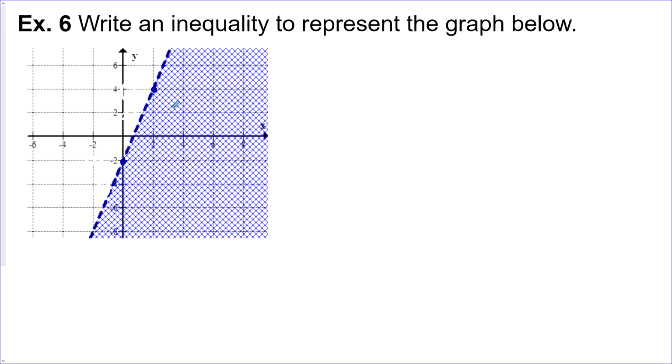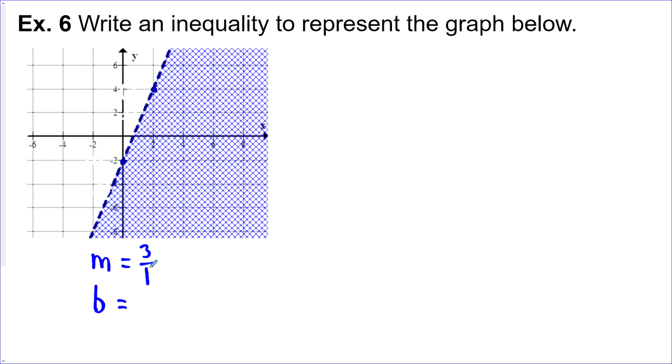Okay, time for something different. We have an inequality shown on the graph, and we want to write the inequality shown here. So the things we need are slope, definitely, and we could use a point. We've got a couple of those. We also have the y-intercept, so we could just use that. Now the slope is rise over run, so let's see how much we go up. 1, 2, 3. So we rise 3 every time we go over 1. So rise over run is 3 over 1.